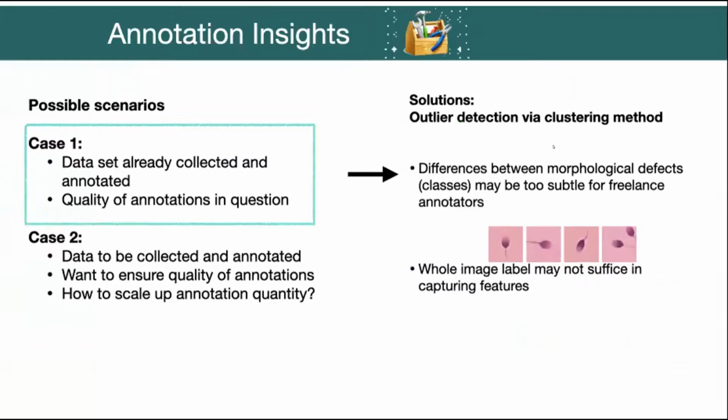So key takeaways in this case, where we already have a data set collected, one of our solutions is to detect outliers by a clustering method. But some things that we note is that the differences between morphological defects or classes in this case may be too subtle for freelance annotators. And a whole image label may not suffice in capturing features.